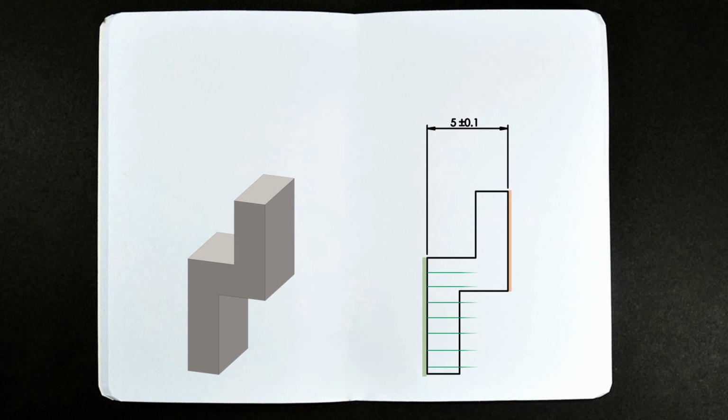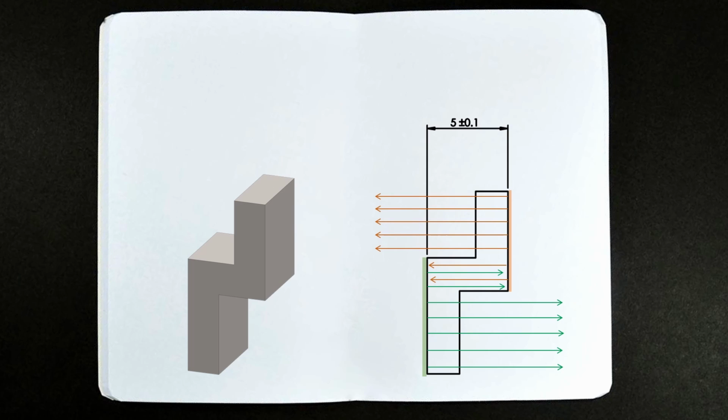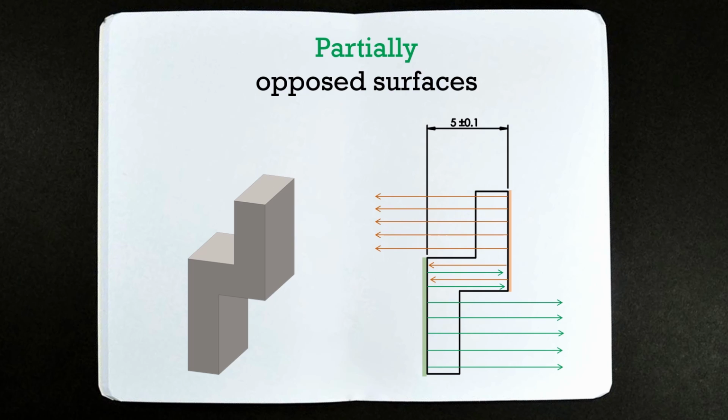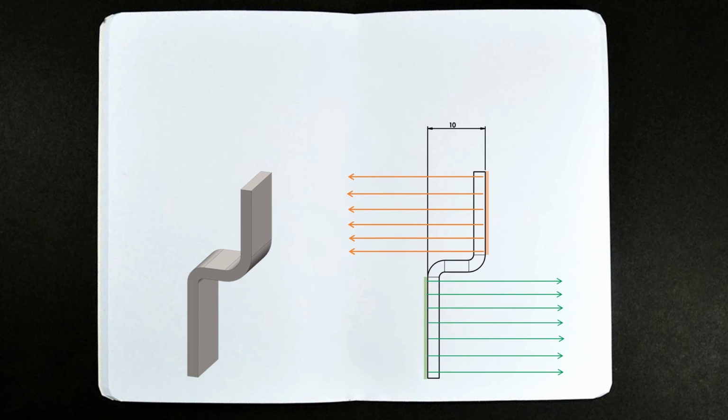And if some of the rays projected normal from each planar surface intersect the other surface, it is called a partially opposed surface. Like here, some of the rays are intersecting and some are not. So this width 5 plus minus 0.1 is a partially opposed and parallel surface. And when none of the rays projected from each surface intersect the other surface, it means it's non-opposed. And as we can see, the rays projected from both surfaces are not intersecting anywhere. So this is a non-opposed surface.